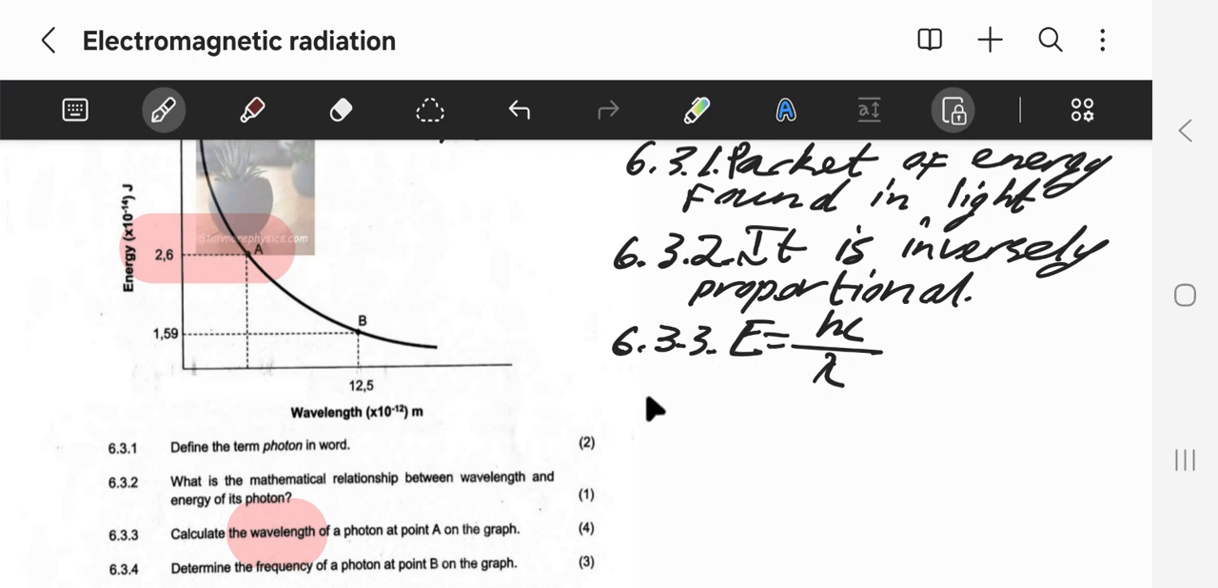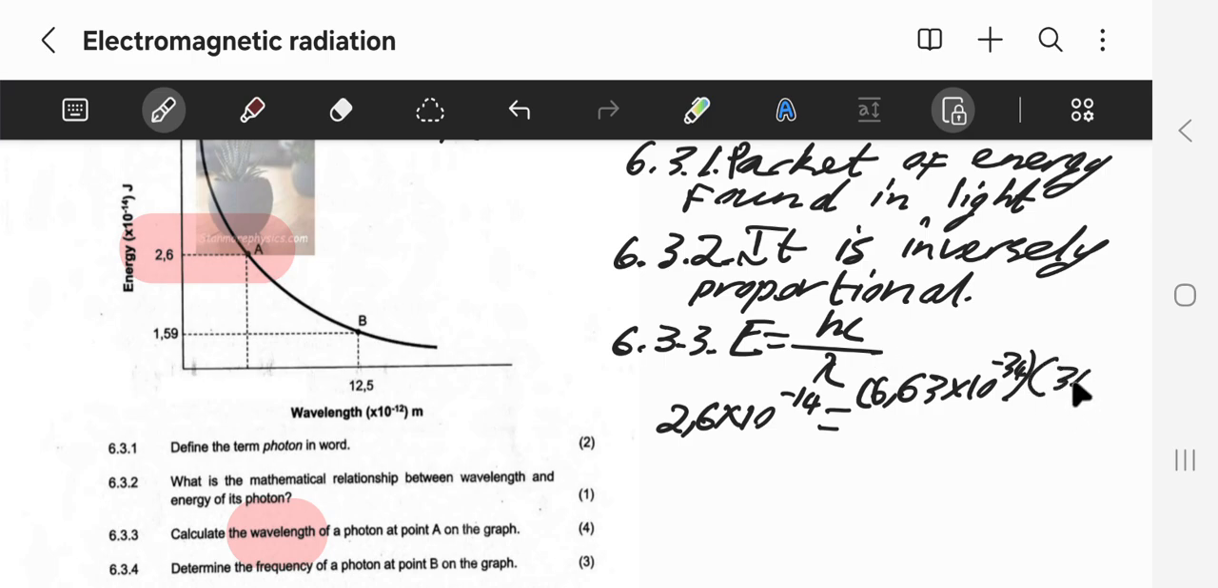What is our energy? Our energy is going to be 2,6 times 10 to the power of negative 14, is equal to our Planck's constant. We know it is 6,63 times 10 to the power of negative 34. And our c is the speed of light, which is 3 times 10 to the power of 8, divided by our lambda. It's what we are looking for. We say this energy is divided by 1.